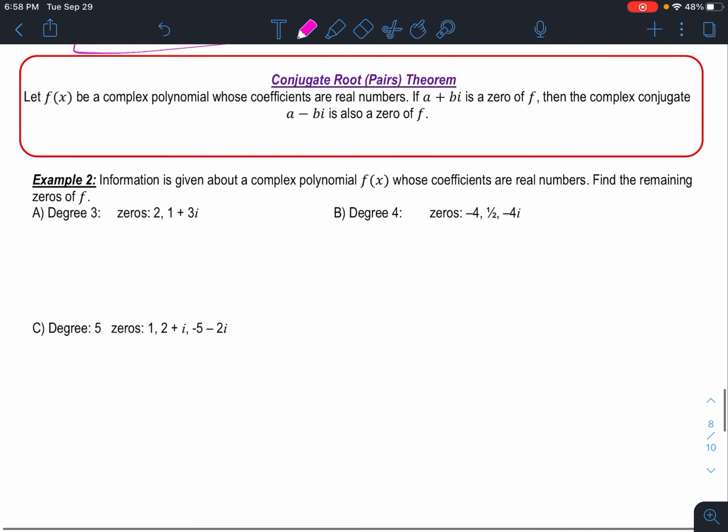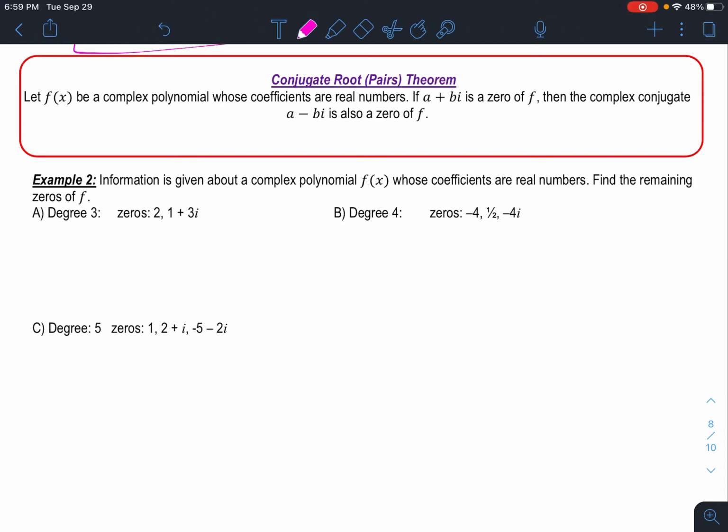All right, this next theorem says, conjugate pairs theorem, if a complex polynomial function has a plus bi as a 0, then a minus bi is also a 0. Okay, so only imaginary numbers. It only works for imaginary numbers, not for real numbers.